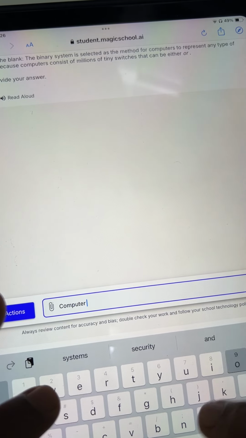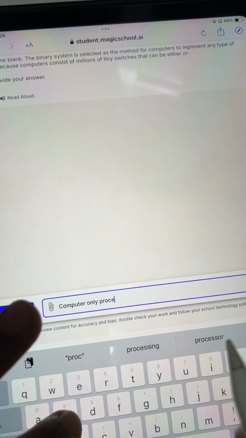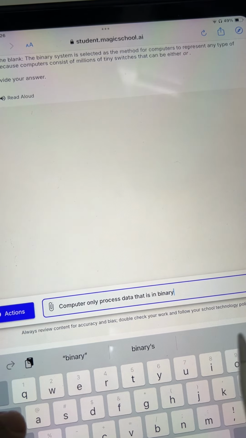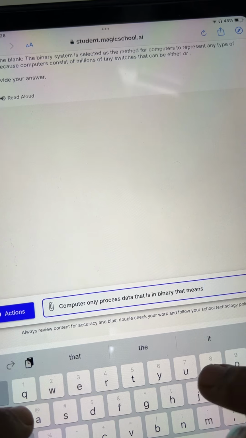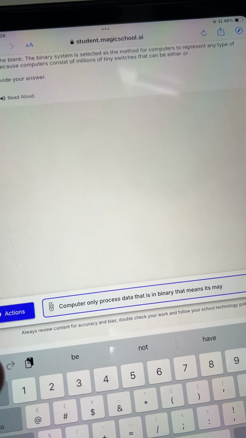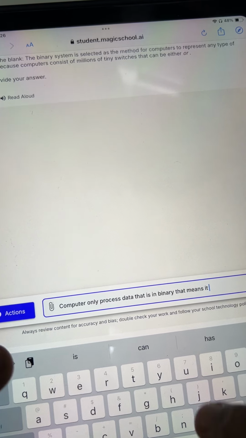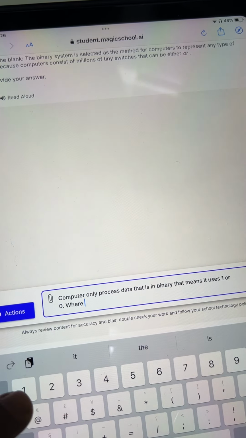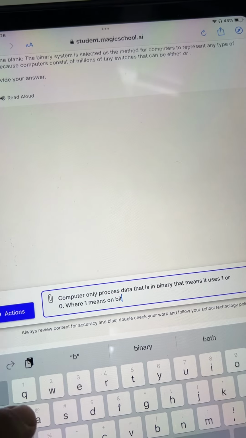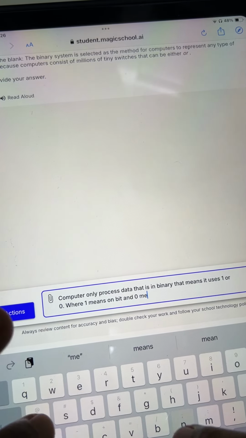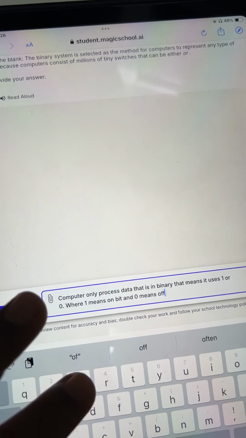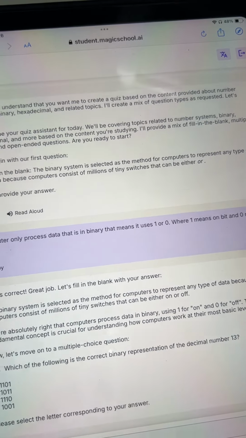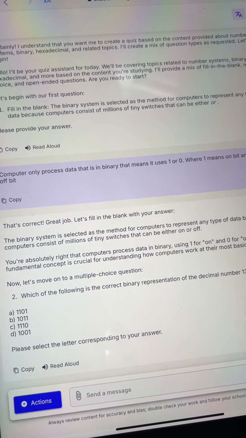Computer only processes data that is in binary. That means it uses one or zero, where one means on bit and zero means off bit. Now they are telling me that's correct. Now the next question is there.